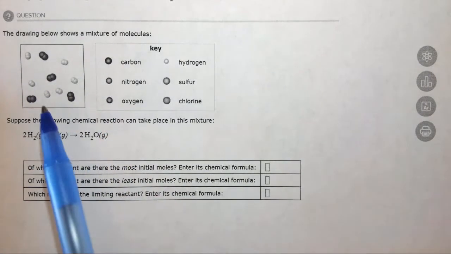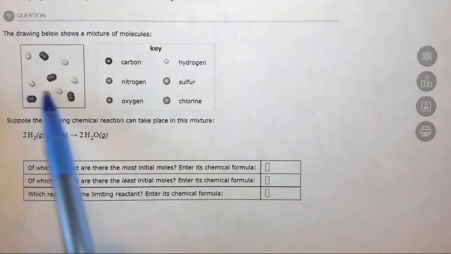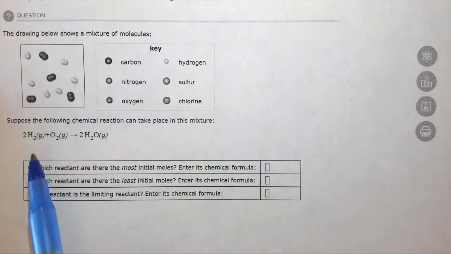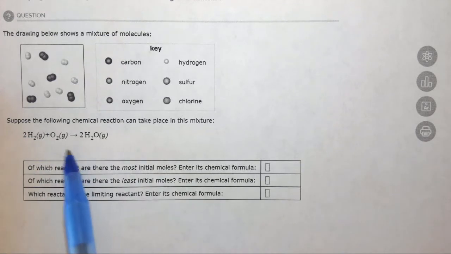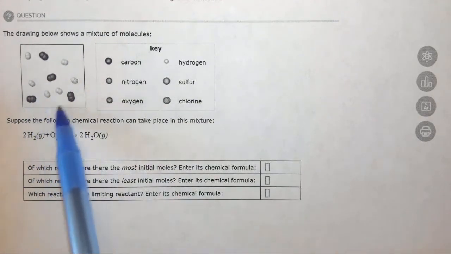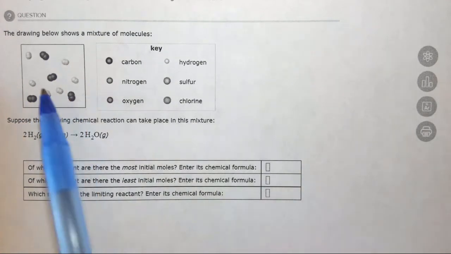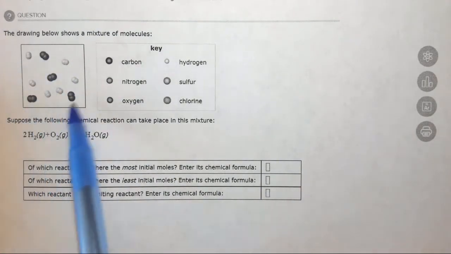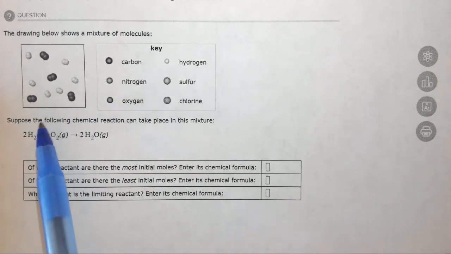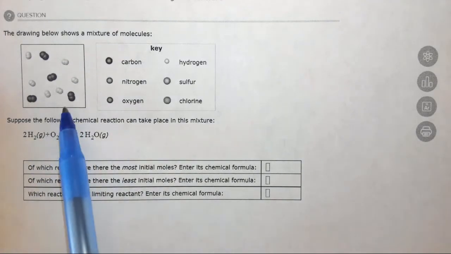In this question, we're given a diagram that contains some oxygens, those are the darker colored ones, and some hydrogens, the lighter colored ones. And we're asked a series of questions about how much water we can make. So we're going to consider these as representing moles of elements, even though they're actually showing individual atoms, because moles and actual atoms are related by a constant number, so the relative amount is the same.